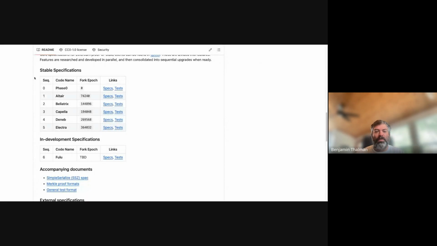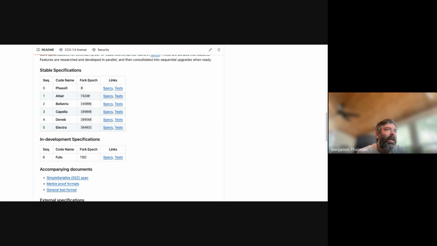Anyway, back to the specs. So what you see here are the various hard forks on Ethereum, the upgrades. You might have heard of some of these: Phase Zero, Altair, Bellatrix, Capella, Deneb, Electra. So Electra just happened a handful of weeks ago. You might have heard of it referred to as Pectra.